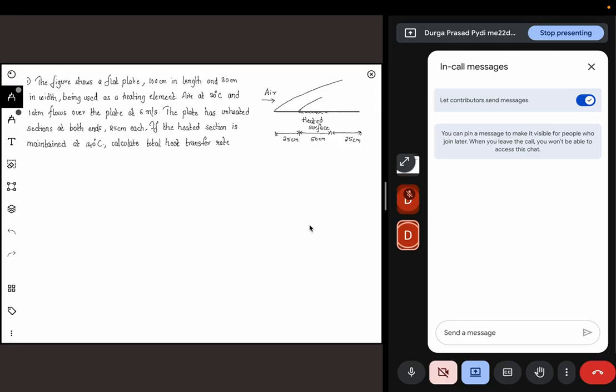So this is the first problem. Please go through it. It's again the same as the one that we discussed. You have a flat plate. The initial length, up to 25 centimeters, is adiabatic. Then you have a heated surface, and then again you have an adiabatic section. It's like you have a flat surface and you have put a heater in a certain portion of it. Now air at 20 degrees Celsius and 1 atmosphere flows over the plate at 6 meters per second.